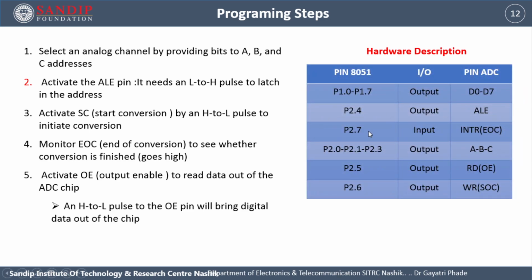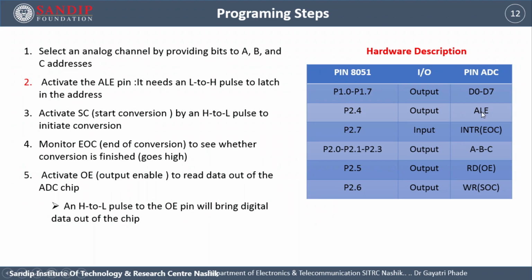Here we can understand the hardware description and the pins involved in the interfacing. Here are the pins of the 8051, whether configured as input or output, and the pins of the ADC. So this is the ADC side, this is the 8051 side. We will be using port 1 of the 8051 to collect the data. So here D0 to D7 pins of the ADC will be connected to P1.0 to P1.7. P2.4 will be configured as output.